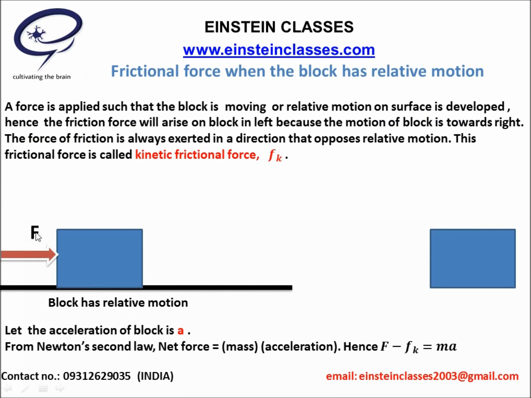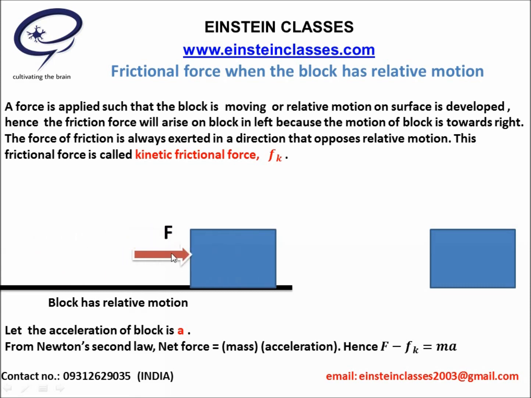Now we have applied a force F on the block such that the block will have relative motion on the horizontal surface. That means the block starts moving on the surface or on the table like this. Due to the motion of the block towards the right, a friction force will arise at the point of contact, and the direction of the friction force will be towards the left. This type of friction force is known as kinetic friction force. This kinetic friction force will arise on the block when the block is in motion on the surface, right?